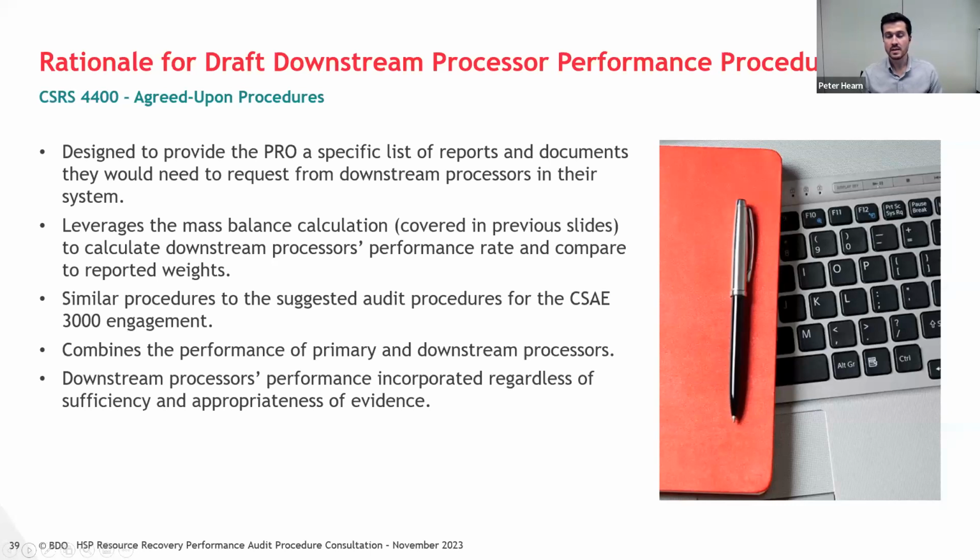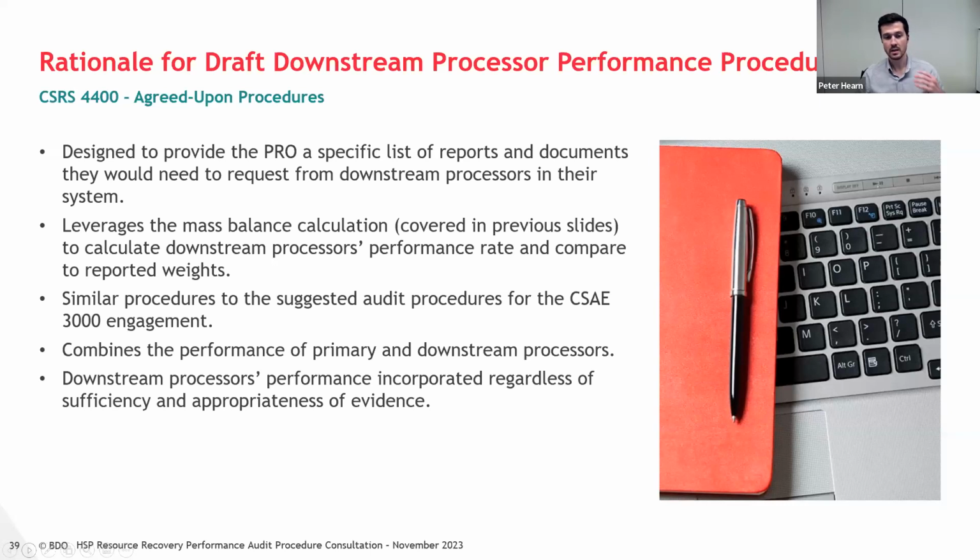So it uses that validation process of the mass balance and then calculating the downstream process performance, comparing it to the reported weights that they would report. A lot of the procedures are similar to the suggested audit procedures from the 3000. So in terms of requesting listings, recalculating, selecting samples, validating those samples. And then there is a step on combining the performance.